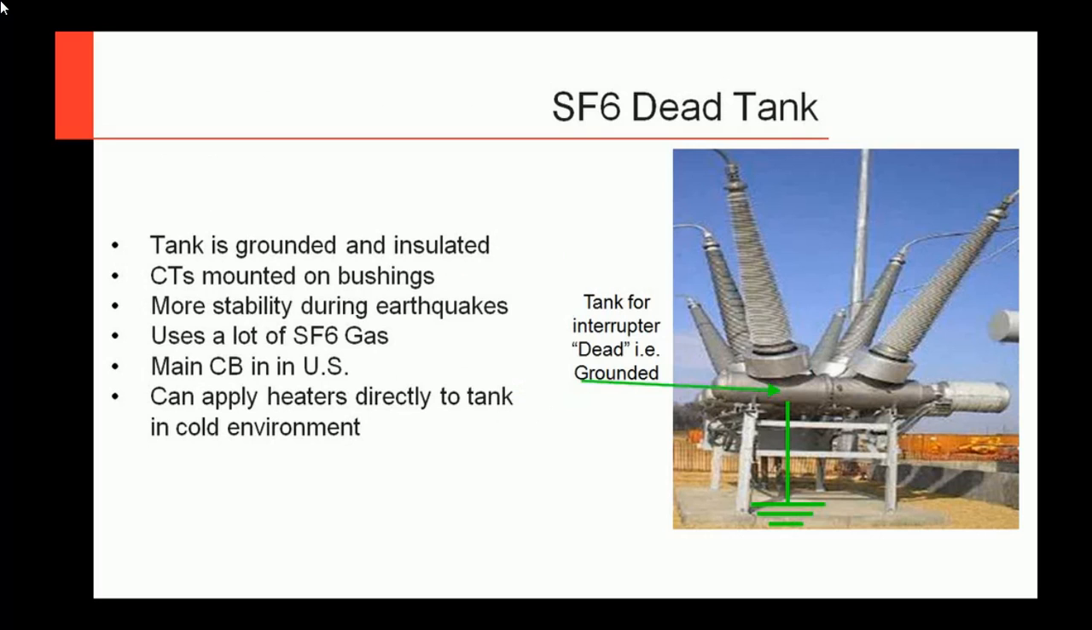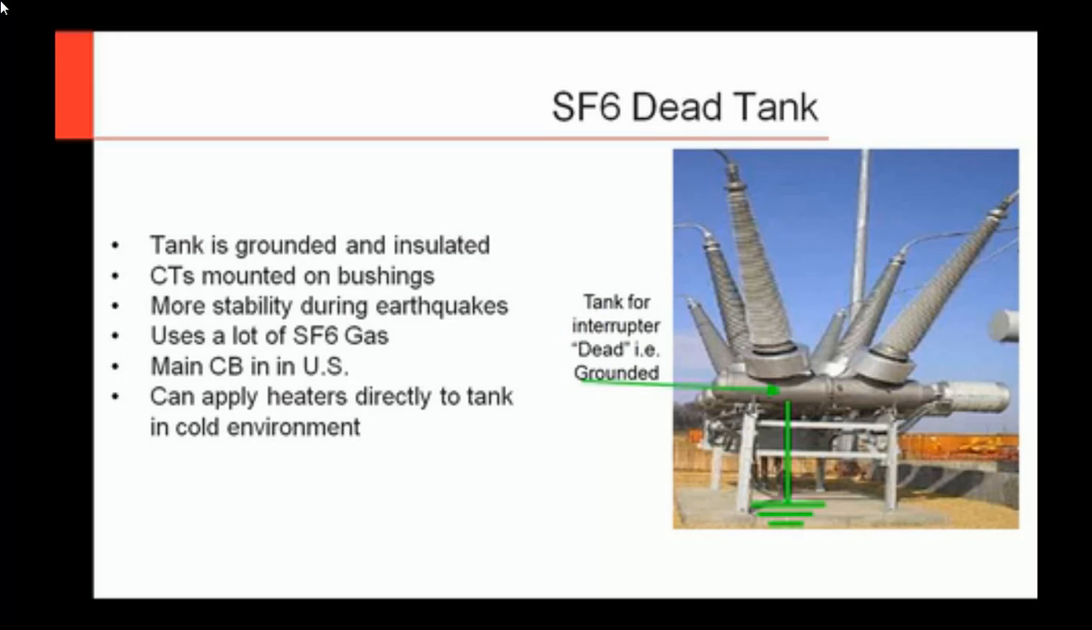So once again, SF6 dead tank circuit breaker means the tank housing the interrupter is grounded in service. A couple advantages: you'll see the CTs mounted right on the circuit breaker itself. With all the weight being down lower to the ground, these are more stable during earthquakes. So anywhere where you have seismic activity, they might opt for a dead tank circuit breaker. One of the downfalls of this is it does use a lot of SF6 gas. With all the regulations and everything, people might be opting more for the live tank so you have less overall gas in your system.